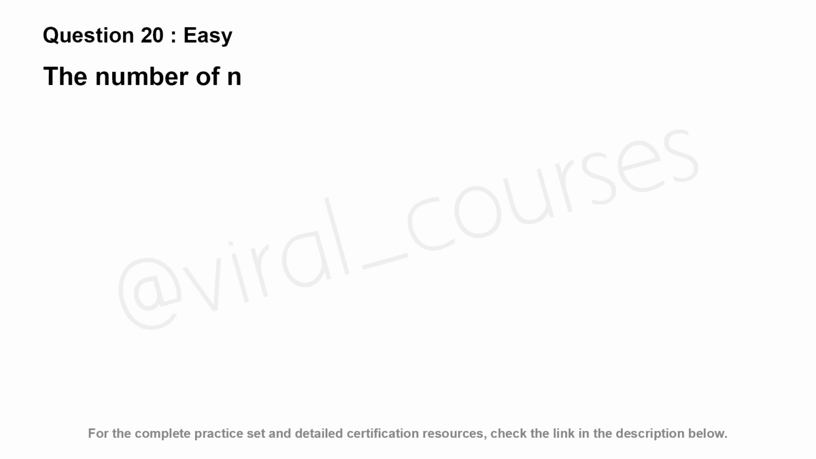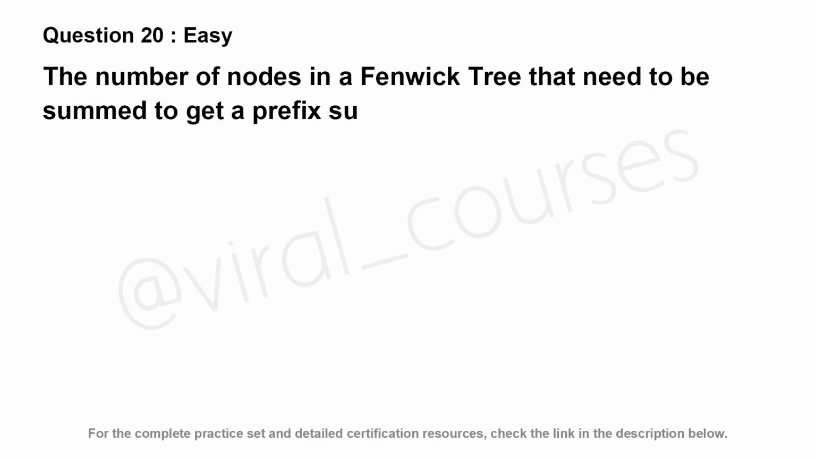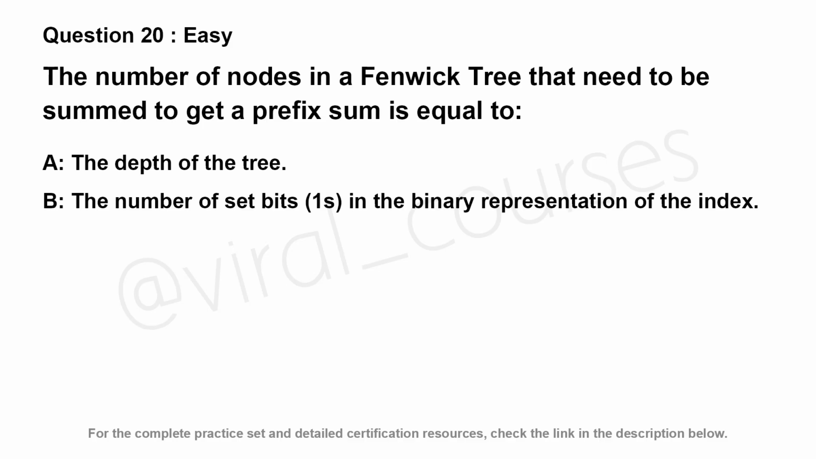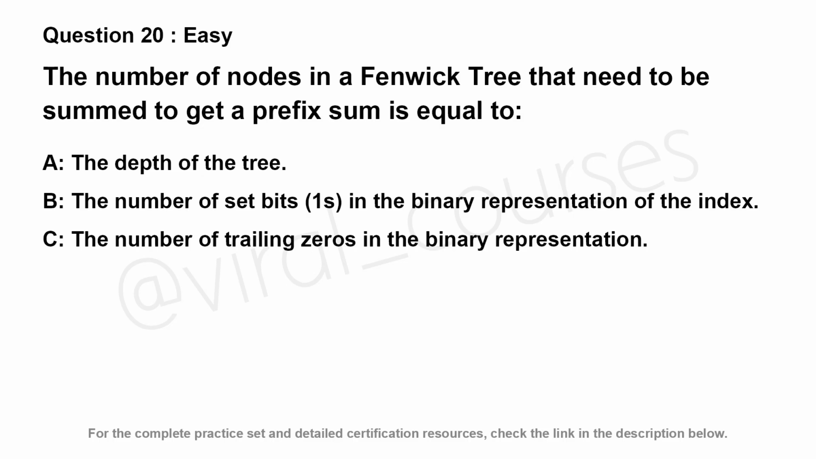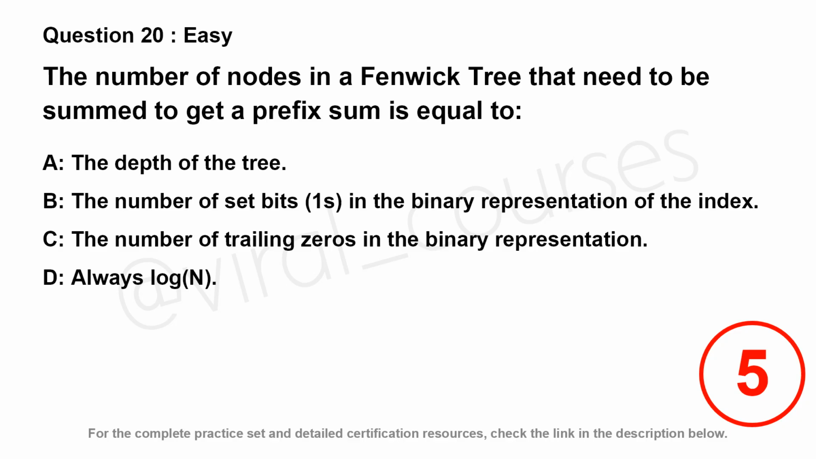The number of nodes in a Fenwick tree that need to be summed to get a prefix sum is equal to Option A, the depth of the tree. Option B, the number of set bits, ones, in the binary representation of the index. Option C, the number of trailing zeros in the binary representation. Option D, always log n.